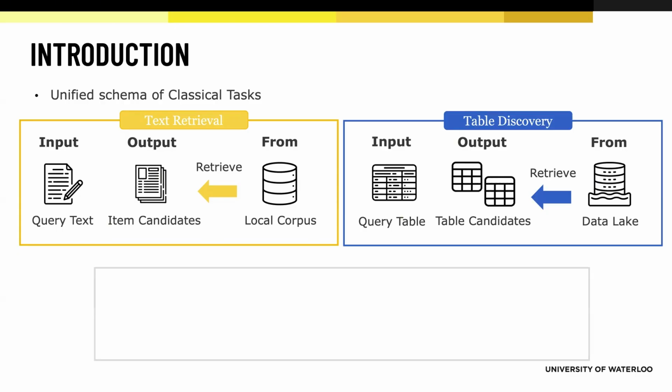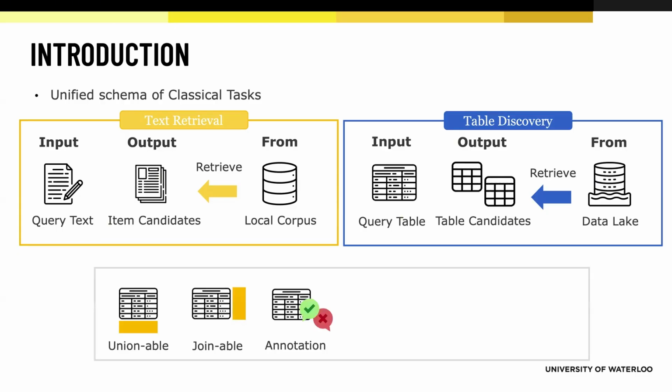And here are some tasks that follow this pipeline in table discovery. The unionable task aims to find the table candidates that can be unioned or concatenated with the query table. The joinable task aims to find the table candidates that can be joined or integrated with the query table. And for annotation, we might refer to other tables with already annotated relationships to annotate our query table's pair of columns.